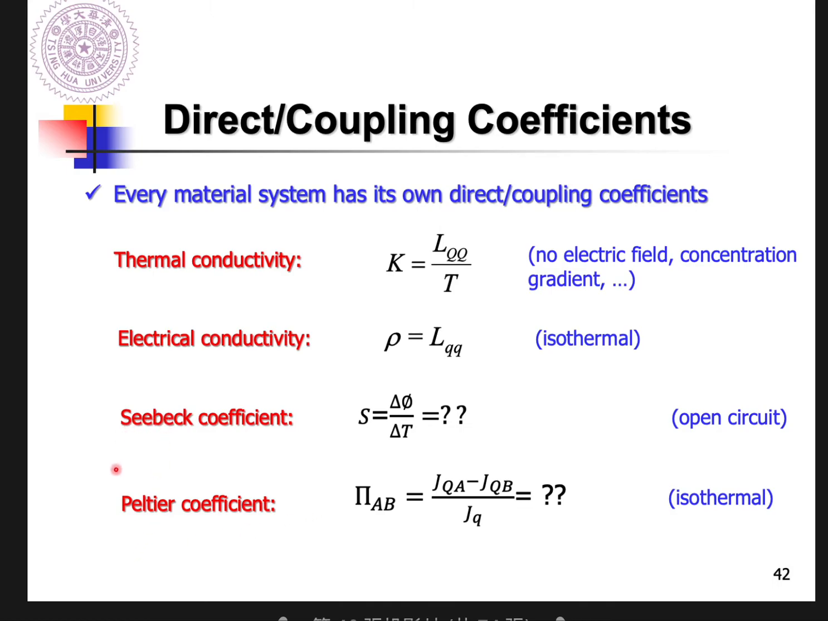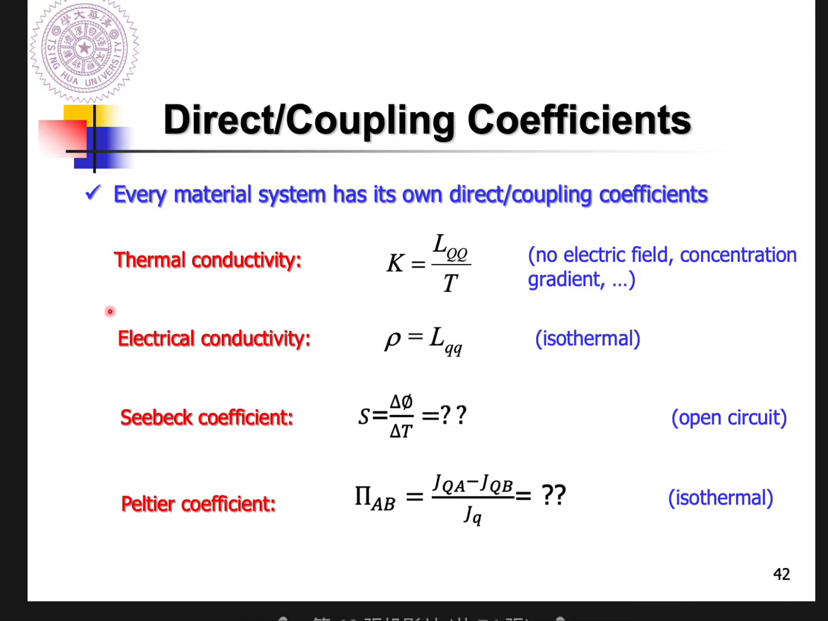And to evaluate if your material is suitable for this kind of application, first of all we can look at the Seebeck coefficient and Peltier coefficient. If this value is larger, then this material is probably suitable to be one kind of thermoelectrical material and can be used for thermoelectrical applications.